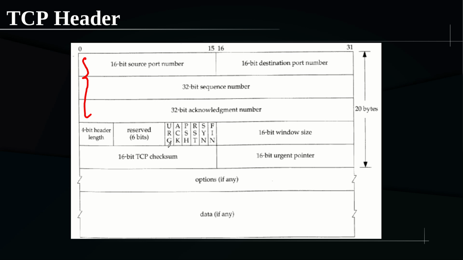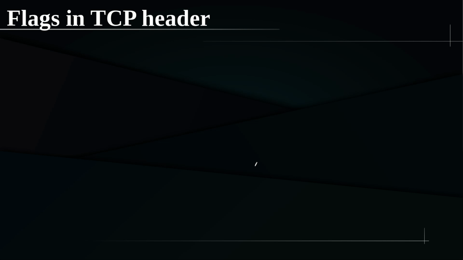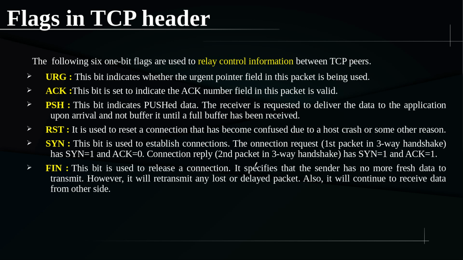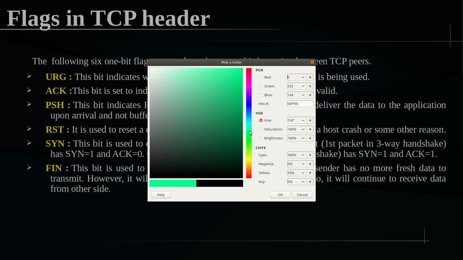So first we will see about the flags, the 6 flags and their purpose. Then we will see the header length field, window size, the checksum field, and the urgent pointer field. Options also. So let's continue. The flags are a very large list. We have 6 flags, and what are all their purposes? Let's see.